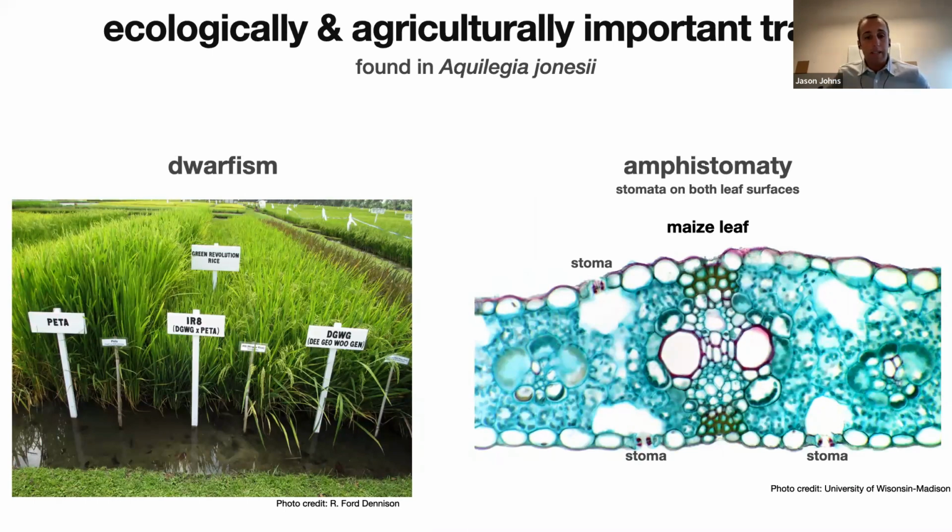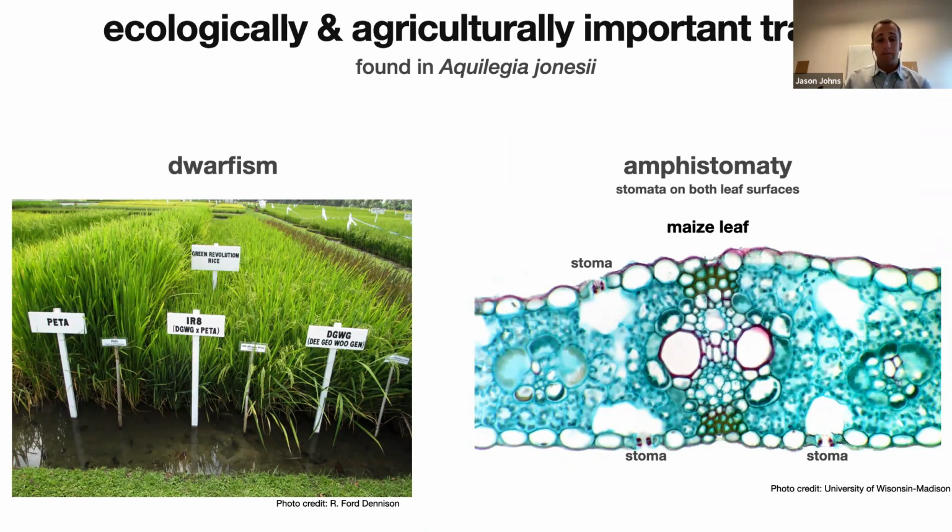So data suggests that amphistomaty is adaptive in alpine environments. A lot of alpine plants happen to be amphistomatous, so most of our evidence is correlative at this point. But the leading hypothesis there is that in an alpine environment, there's a shorter growing season, a lower concentration of CO2, and so they kind of have to make hay while the sun shines. And so having stomata on both leaf surfaces makes moving CO2 around the leaf more efficient.